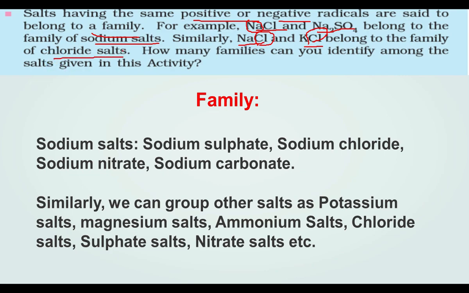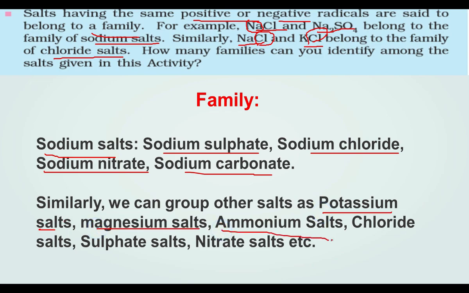So how many families can you identify among the given salts in this activity? Here we have to find the families of salts from the above given 9 salts. I have categorized them into two parts: first is sodium salts and another is other groups of salts. Sodium salts are sodium sulfate, sodium chloride, sodium nitrate, and sodium carbonate, and other groups of salts are classified as potassium salts, magnesium salts, ammonium salts, chloride salts, sulfate salts, and nitrate salts, etc. So this was your activity 2.13. Hope you liked and understood it.